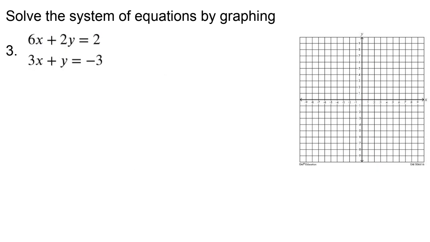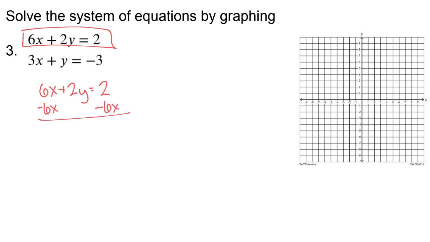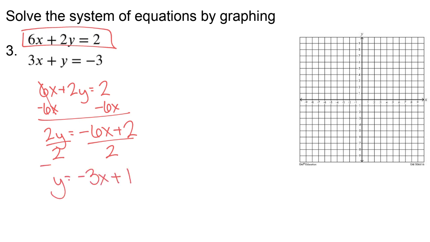Let's try one more. Again, this guy's not set up very nicely for us, so let's move some things around. We want to have y by itself so that we can graph this in y = mx plus b form. So I'm going to minus the 6x over. And we're going to be left with 2y. Now on the other side, those are not like terms, so we can't put them together. I am going to have to divide everybody by 2. I'm going to get -3x plus 1 for that one.